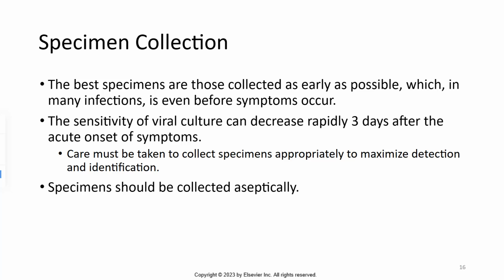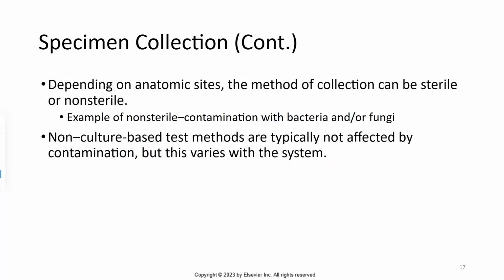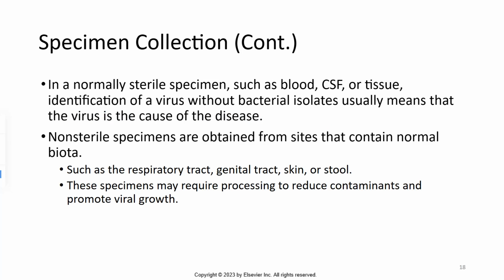Care must be taken to collect specimens appropriately to maximize detection and identification. Specimens should be collected aseptically, just like if you're going to collect a specimen for bacterial culture. Depending on anatomic sites, the method of collection can be sterile or non-sterile. An example of non-sterile is contamination with bacteria and/or fungi. Non-culture-based test methods are typically not affected by contamination, but this varies with the system. In a normally sterile specimen, such as blood, CSF, or tissue, identification of a virus without bacterial isolates usually means that the virus is actually causing the disease.